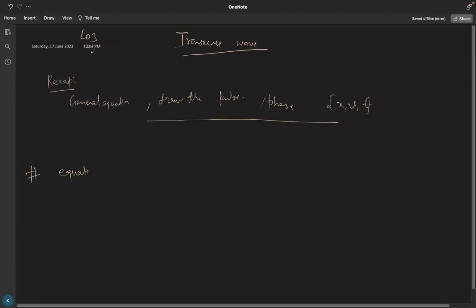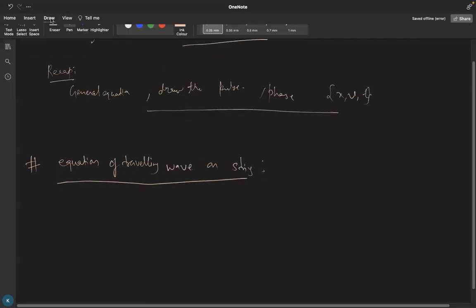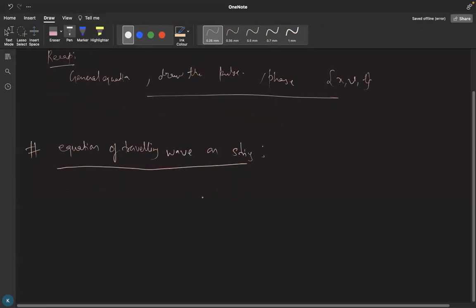equation of traveling wave, right? So wave on string. In today's class, we are going to learn a lot more about the traveling wave on the string. Okay, so let me quickly draw a figure here so that it will be clear and understandable to you. Let's take maybe some different colors. Okay, so let us suppose that this is our string and there is a mass m.